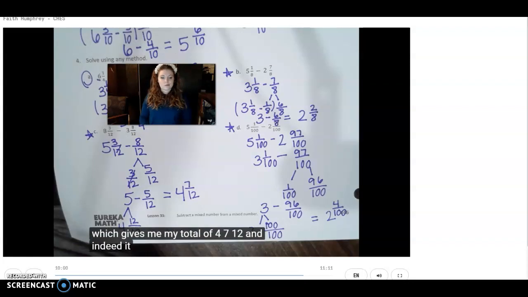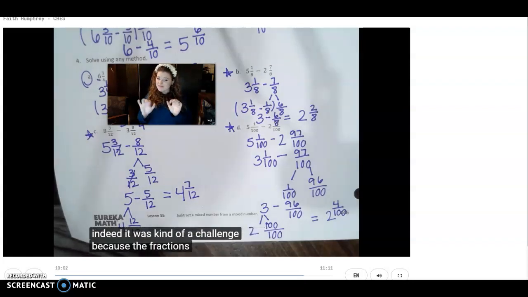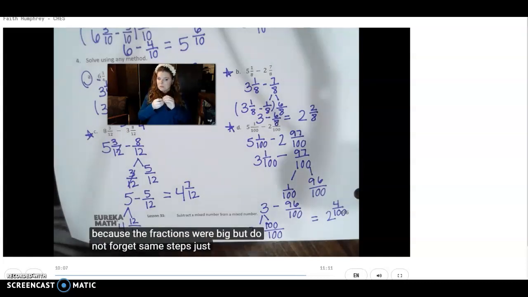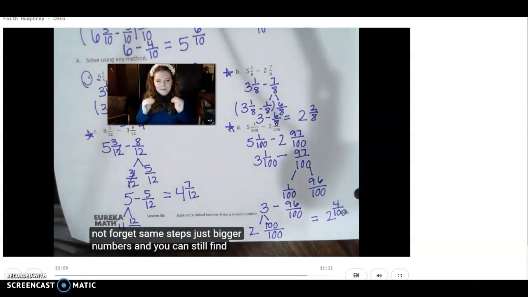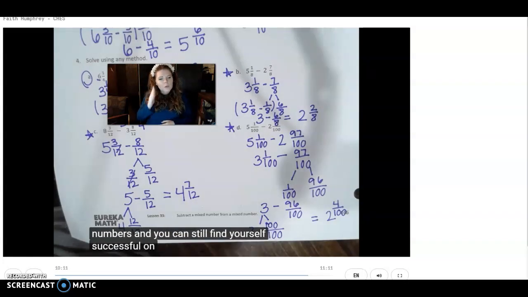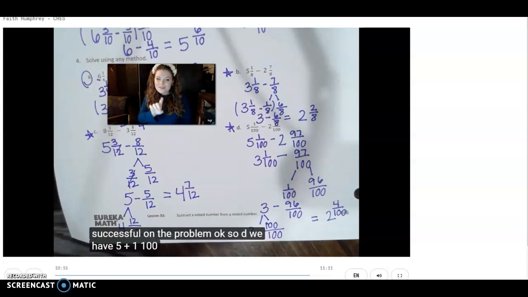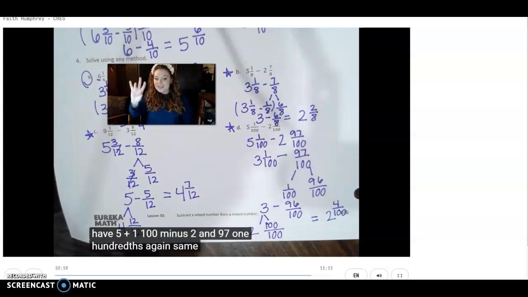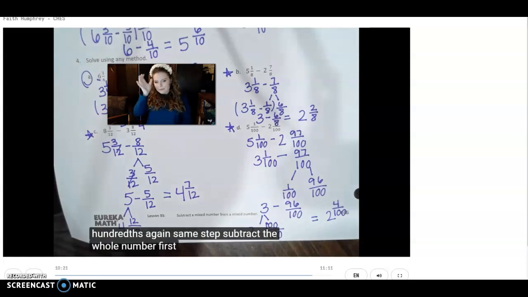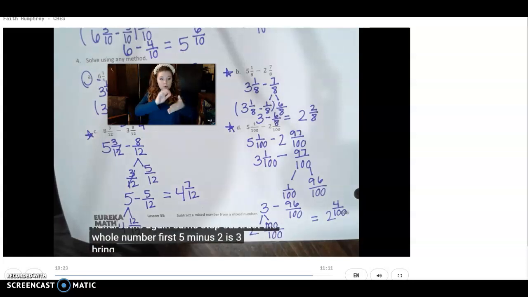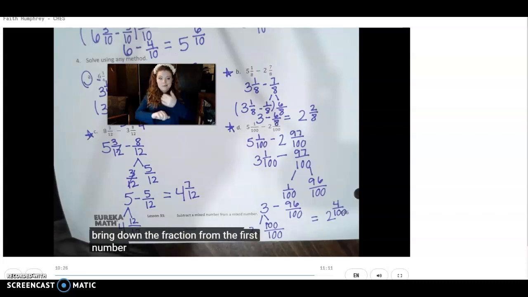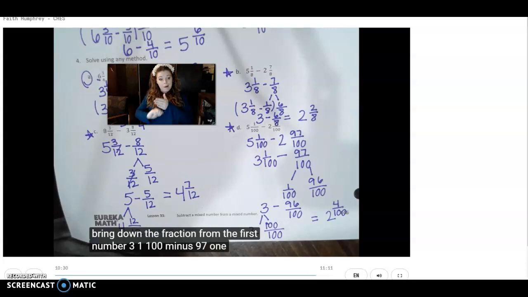And then D was kind of a challenge because the fractions were big, but do not forget, same steps, just bigger numbers, and you can still find yourself successful on the problem, okay? So D, we have 5 and 1/100 minus 2 and 97/100. Again, same step. Subtract the whole number first. 5 minus 2 is 3. Bring down the fraction from the first number. 3 1/100 minus 97/100.